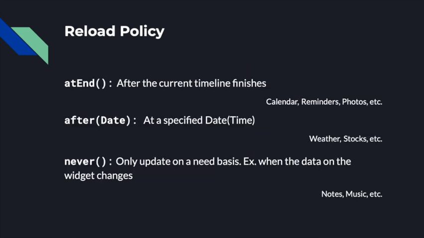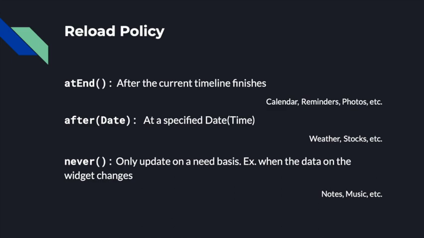And then most importantly, we can look at the reload policy, which we have 3 choices. The first one is at end. This is when we want to set the widget to update whenever the current timeline finishes. So for apps like calendar, reminders, and photos, we can update widgets on a scheduled basis, and nothing is very unpredictable. There's always future content to show, and we can just, for example, update it every hour and we won't really have any issues. And so at end is great for those apps.